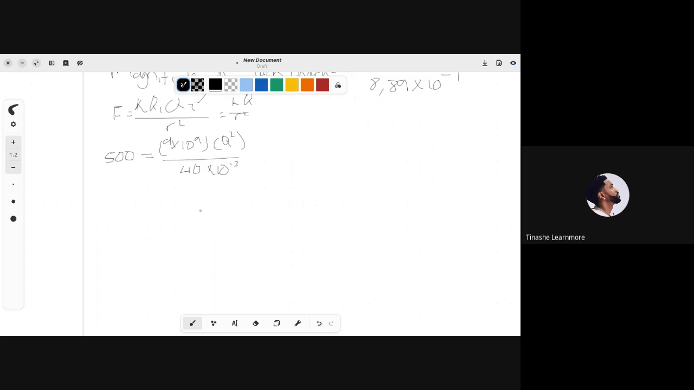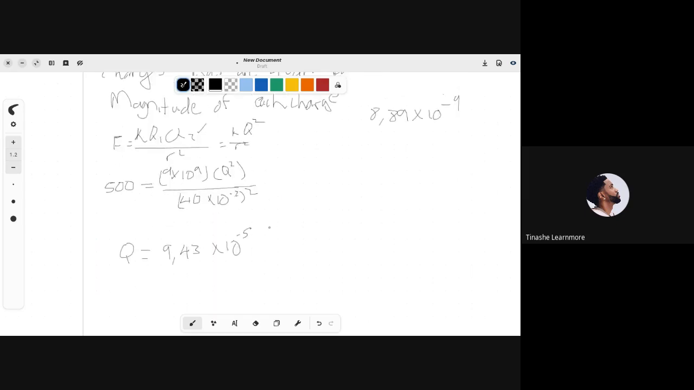Let's obviously not forget that this has to be squared. Many people forget that square. So I'm going to do a quick solve. With a quick solve, you're going to end up with q, not the q squared, being 9.43 times 10 to the negative 5. Any queries on that?